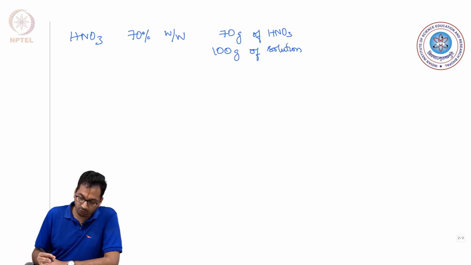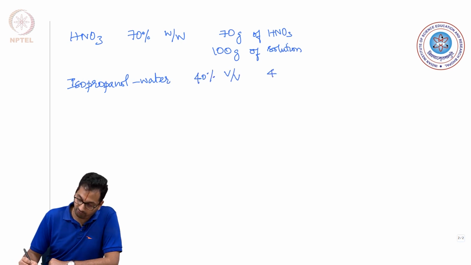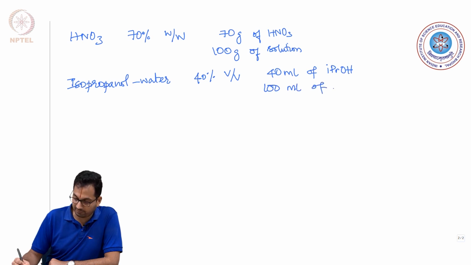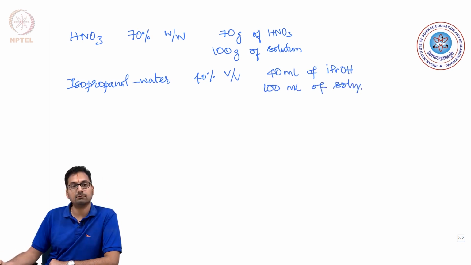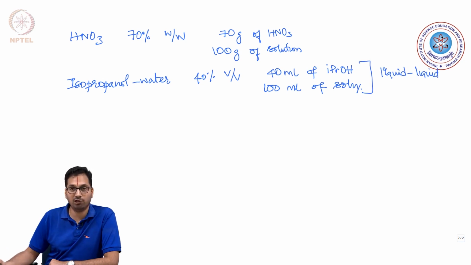On the other hand, when you are going for volume, let us take an example. Let us say you have a solution of isopropanol in water, 40% volume by volume. This indicates you have 40 ml of isopropanol in 100 ml of solution. And as you are able to realize, this is one case where, when you are dissolving a liquid in another liquid, you are going to be defining it as volume by volume.